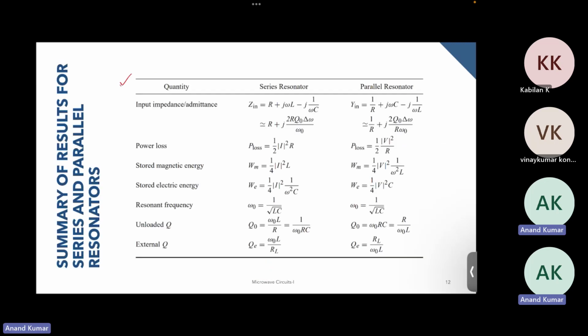And I also just put this table over here for quick reference. It has all the important terms that we derived in the class, and it is there also in Pozar's textbook.